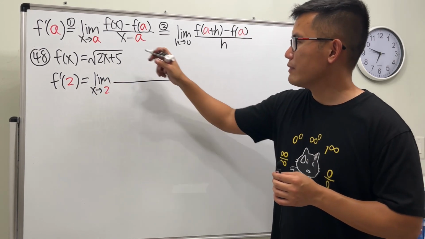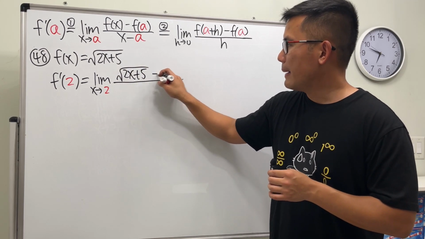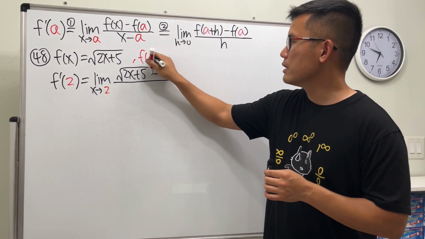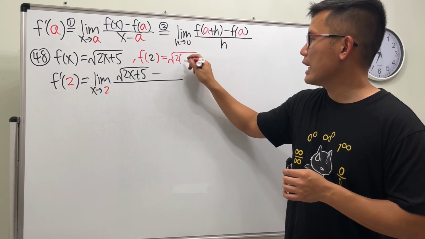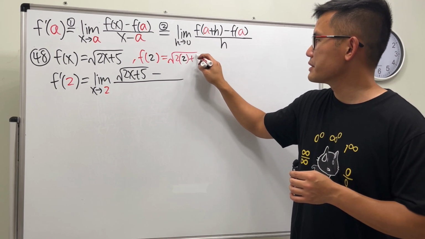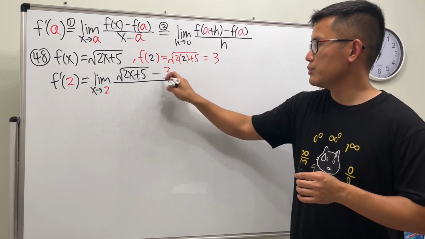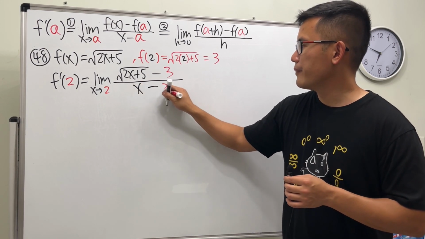And then here we have our function, square root of 2x plus 5 minus... okay, we need the f of 2. So let me write it down here. f of 2 equals square root of 2 times that 2 and then plus 5. That's 9. Take the square root, it's 3. So it's 3 right here, and then over x minus 2.